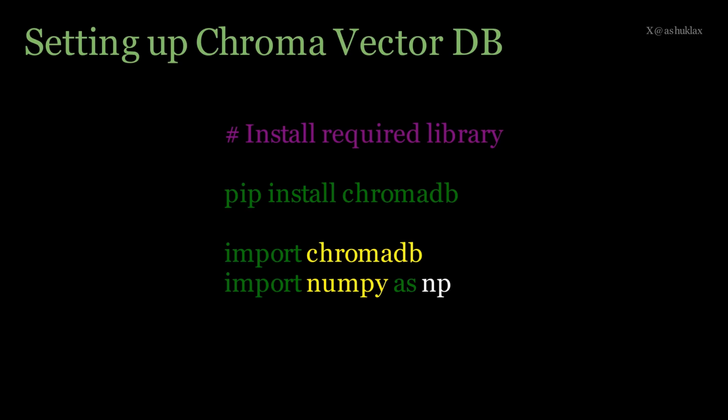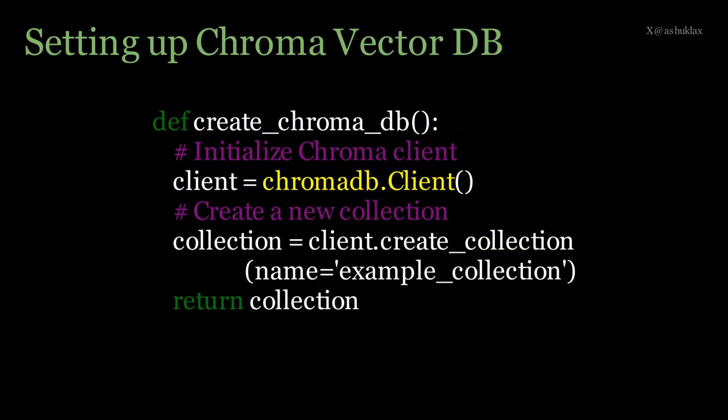Next, you want to import NumPy. So write import numpy as np. Now let's define a function called create_chromadb. So def create_chromadb. This line defines a function named create_chromadb, and it takes no parameters.